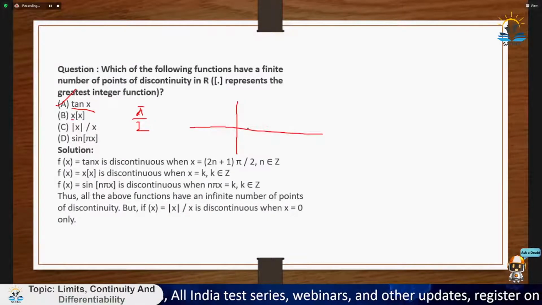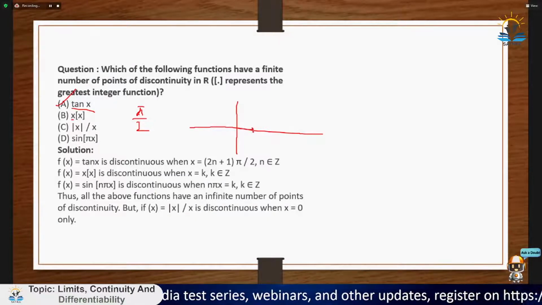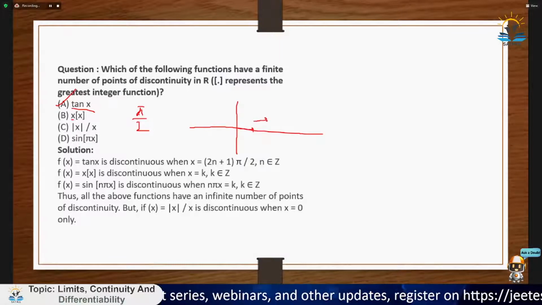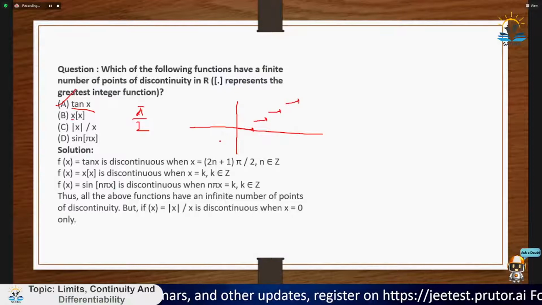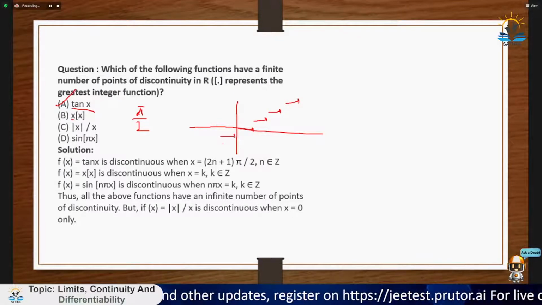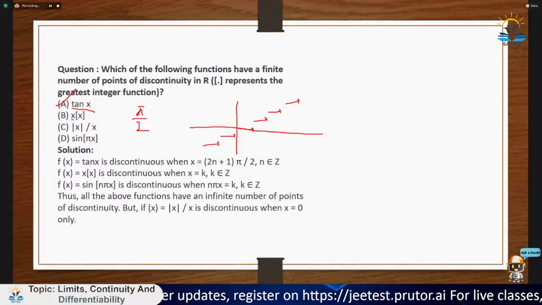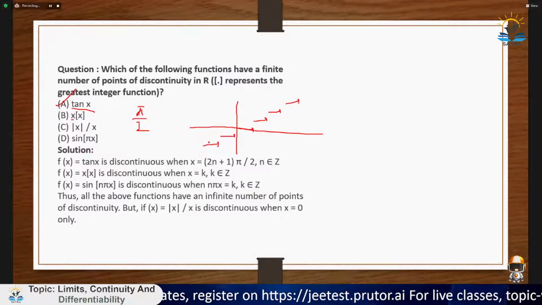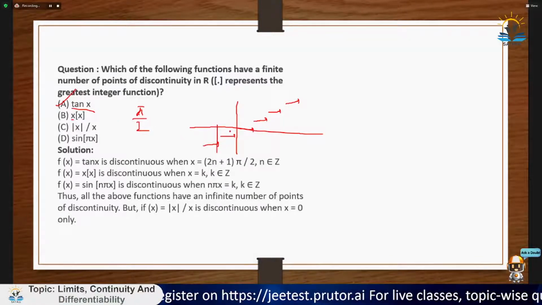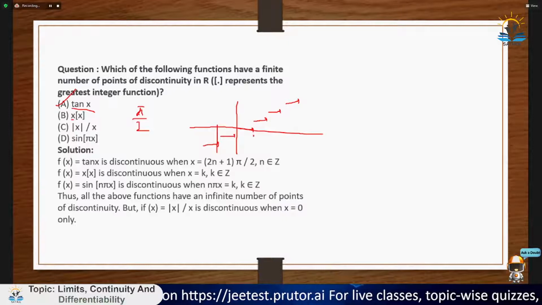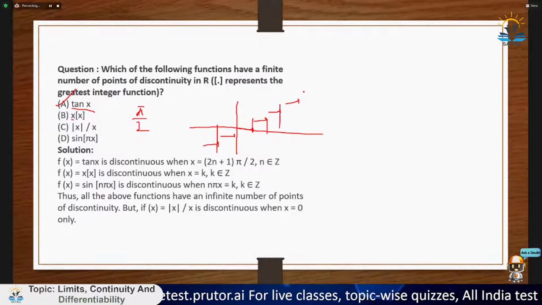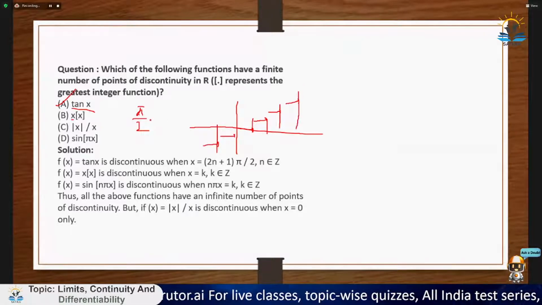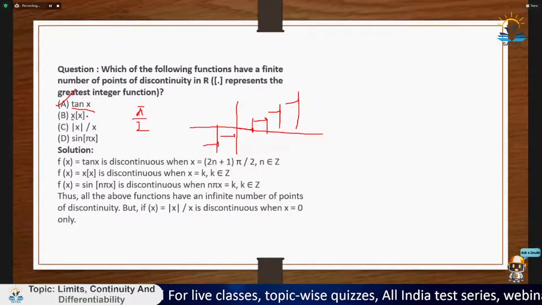If you don't know the graph of GIF of x, it is something like this. From 0 to 1, from 1 to 2, from 2 to 3, from 3 to 4, similarly from -1 to 0, from -2 to -1. So my GIF of x is discontinuous at all integers. This is -1, this is 0, this is 1, this is 2, this is 3, this is 4. So my GIF of x is discontinuous at all integers.